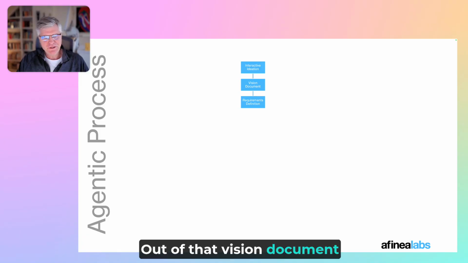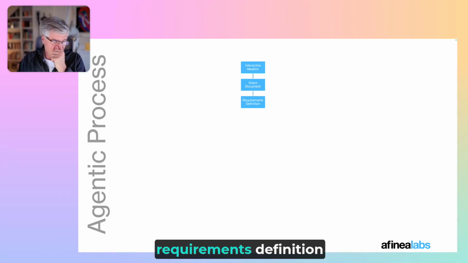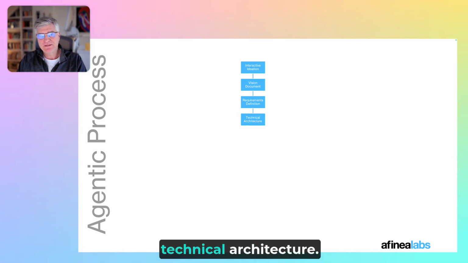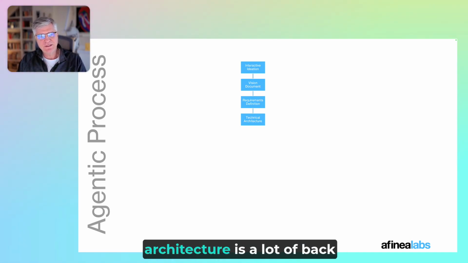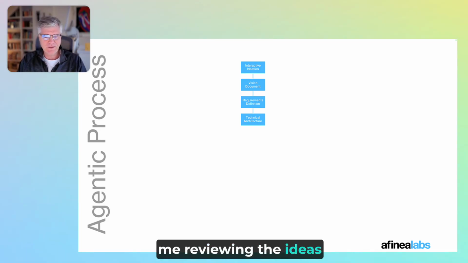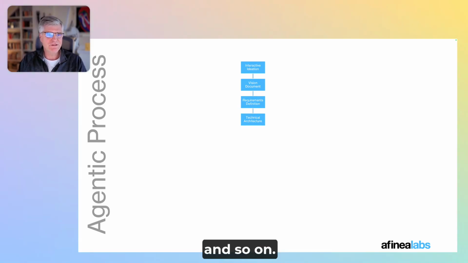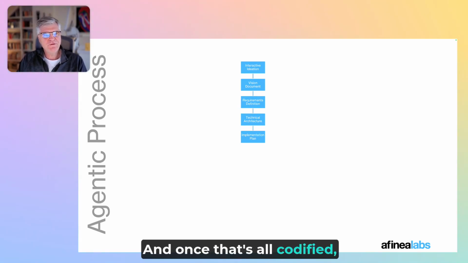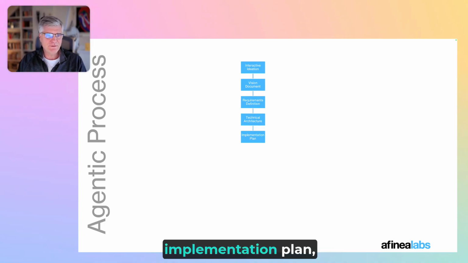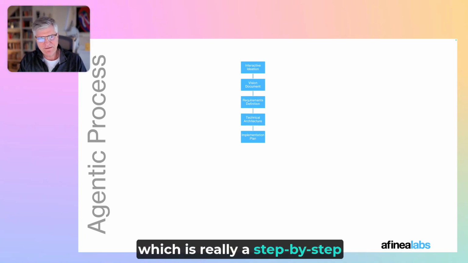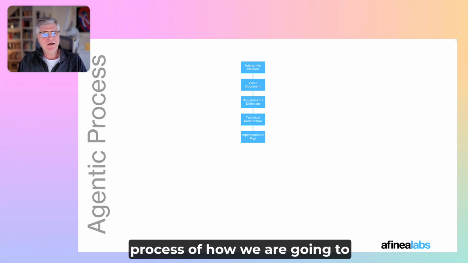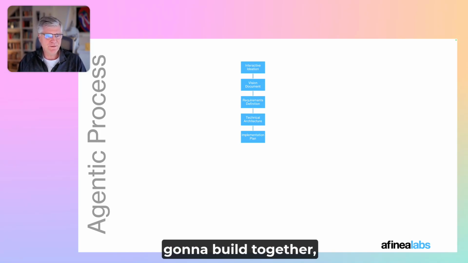Out of that vision document comes a much more precise requirements definition document, or PRD, and a technical architecture. To go from vision document to PRD to technical architecture is a lot of back and forth with the agents, me reviewing the ideas that they have, reviewing the quality of the output, making corrections, and so on. Once that's all codified, together we build an implementation plan, which is a step-by-step process of how we are going to build what it is we're going to build together.